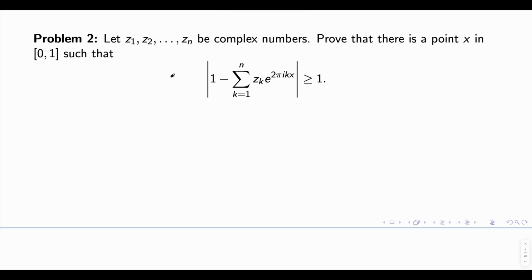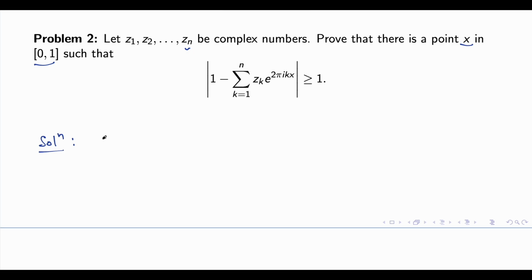So let z1, z2, up to zn be complex numbers. Then prove that there is a point x in [0, 1] such that the modulus of 1 minus summation k equal to 1 to n of zk e power 2 pi i k x is greater than or equal to 1, right?